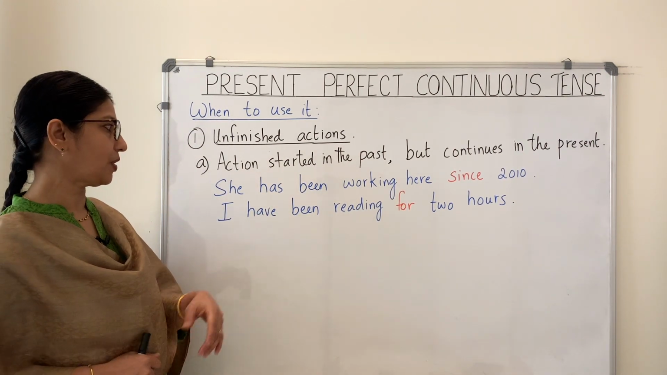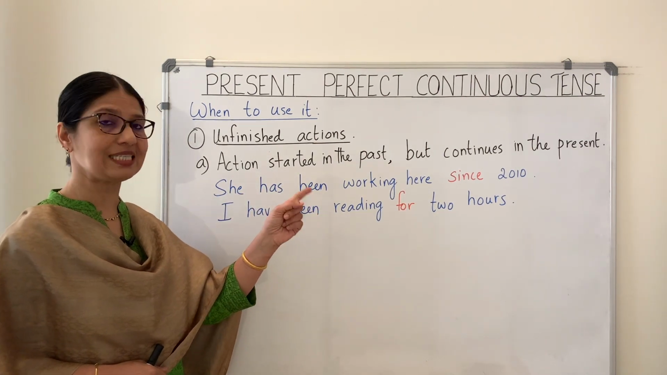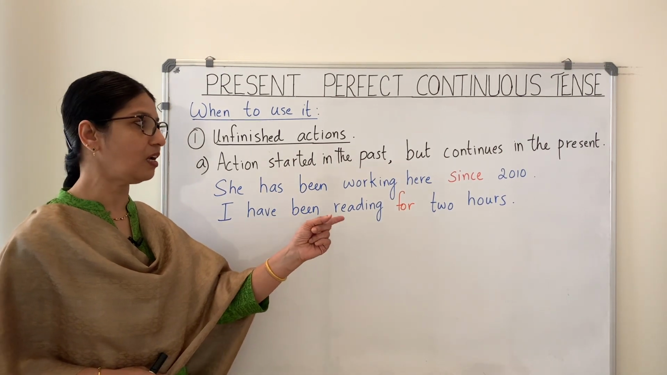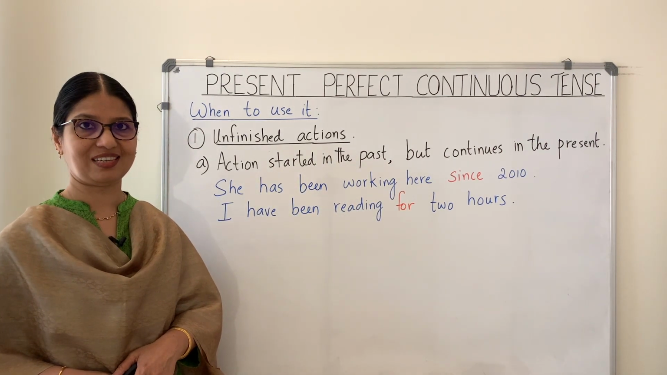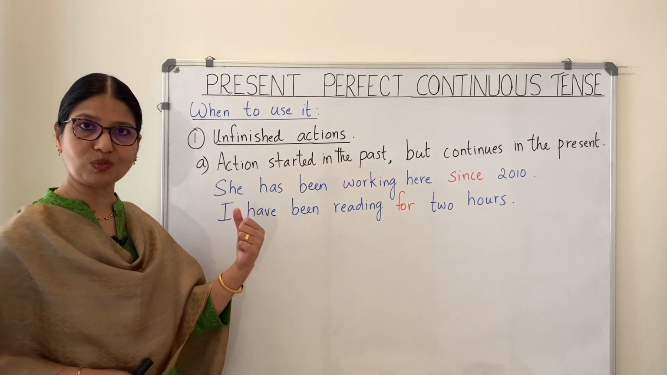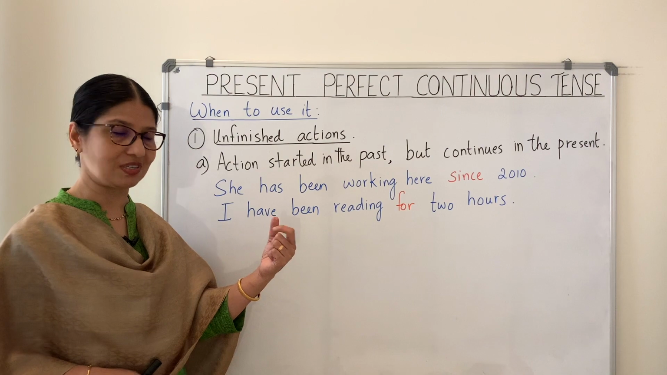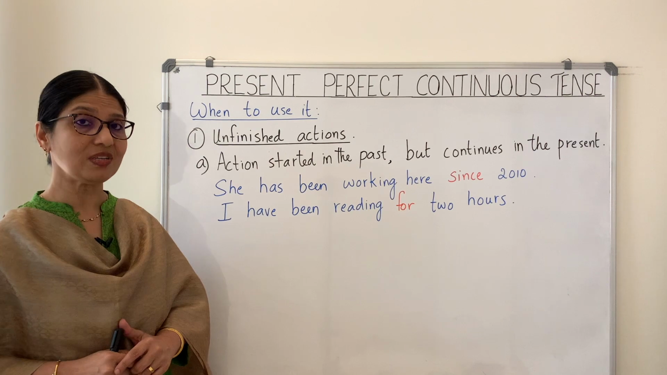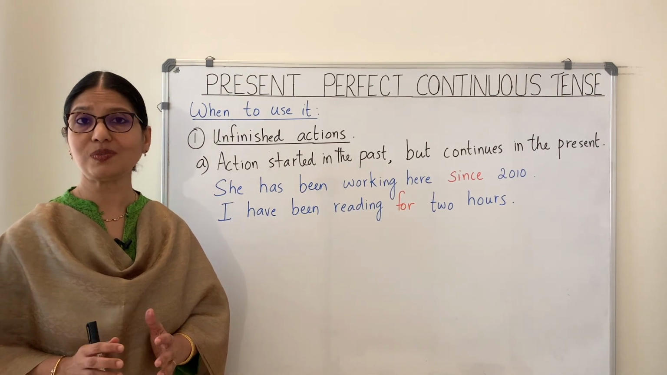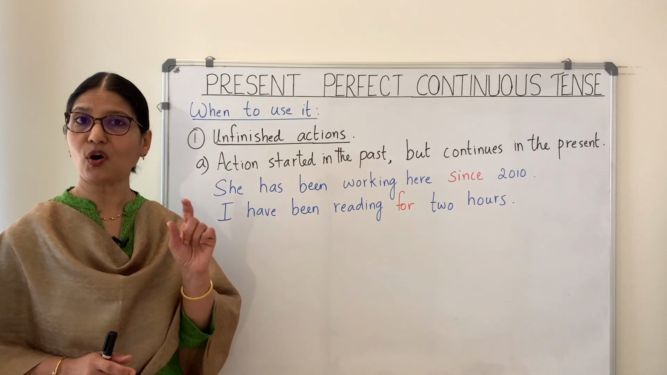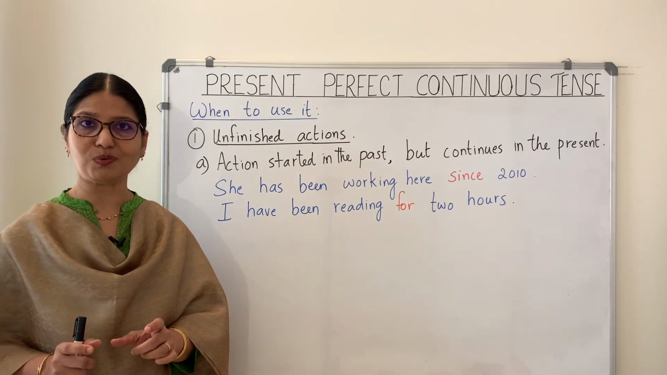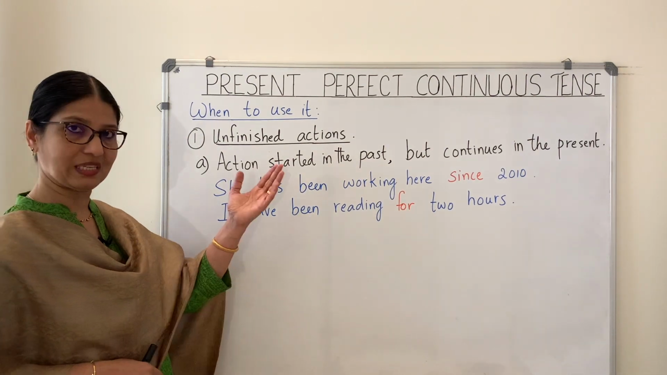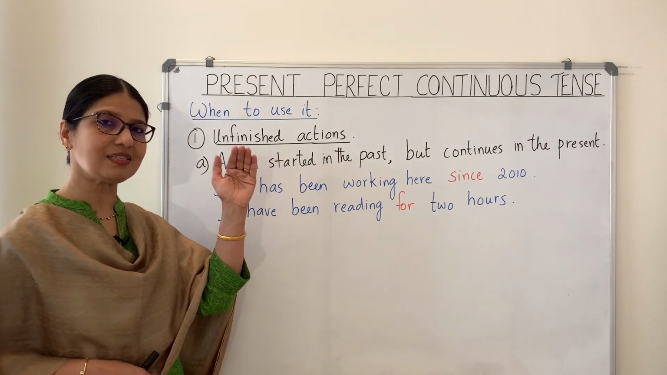For example, she has been working here since 2010. I have been reading for 2 hours. In these examples, you might have noticed how I used the prepositions since and for to talk about time. So what is the difference between since and for? We use since to talk about a point in time, whereas for is used to refer to a period of time. So as shown in this example, she has been working here since 2010.